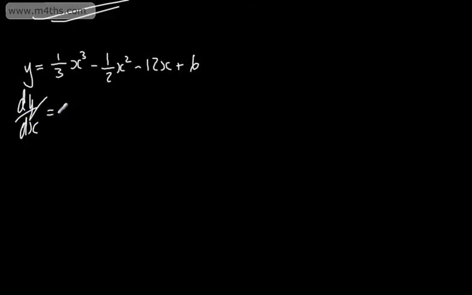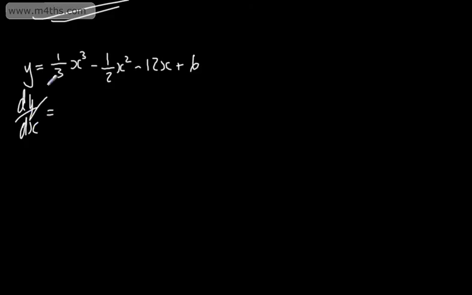Let's just show that in action actually. Let's take a cubic function. Let's make this nice and straightforward. So y is going to be equal to 1/3 x cubed minus 1/2 x squared minus 12x plus 6. So dy dx will determine the nature of the stationary point.